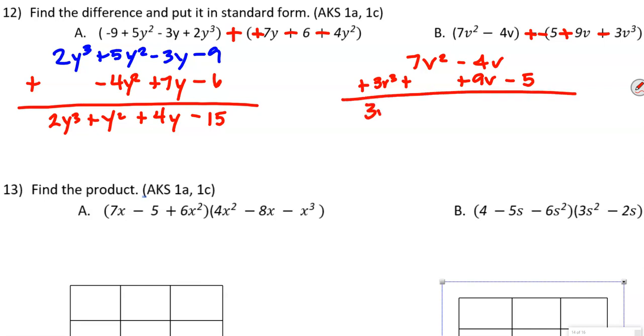So we've got our 3v to the third plus 7v squared. And 9 minus 4 is 5, so this would be plus 5v and then minus 5. So I'm just making sure that I did everything right.